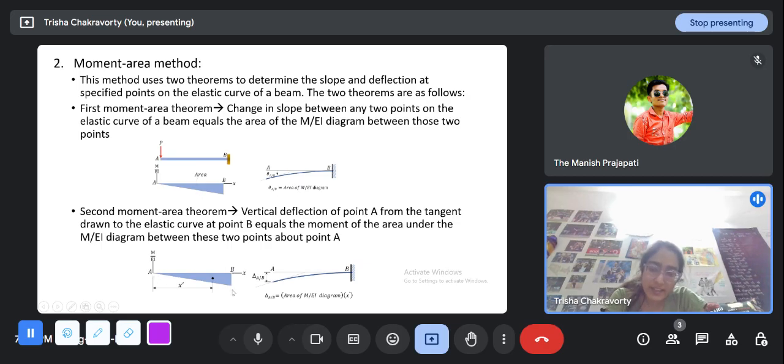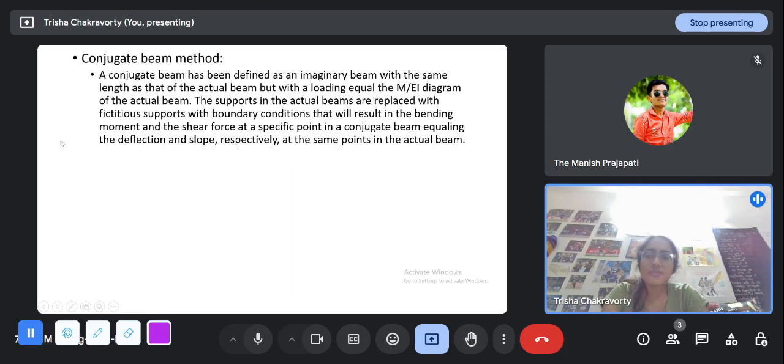So I will take the area of this and multiply it with this length x dash, which will be 2/3 of the total length, basically the centroid of the triangle. And the conjugate beam method.